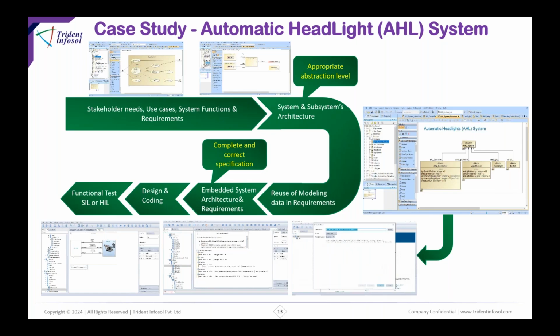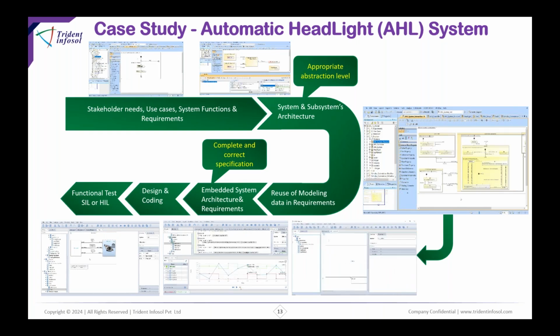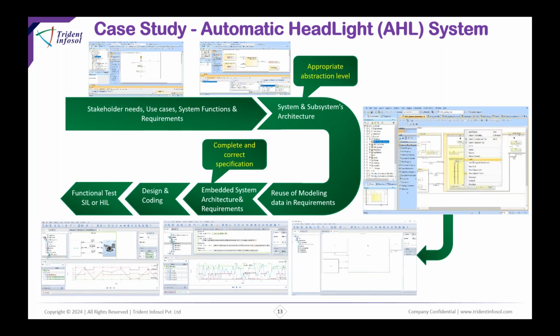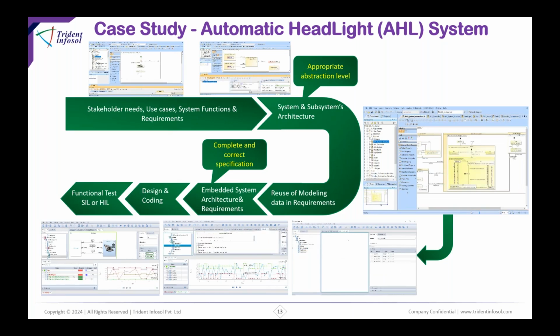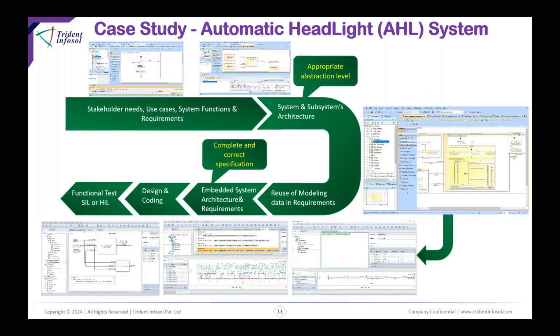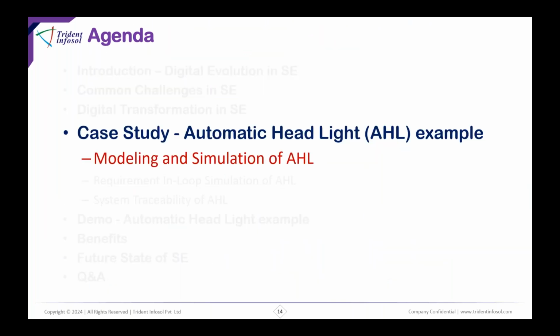In the first two phases, requirements and architecture are defined for the AHL using a SysML tool, that is, a model built for the AHL using the SysML modeling language, and the same model data is reused for simulating the requirements for the components to detect errors and validate against the design. Here the traceability matrix is generated for all lifecycle artifacts. So here we can move into the modeling and simulation of the AHL.